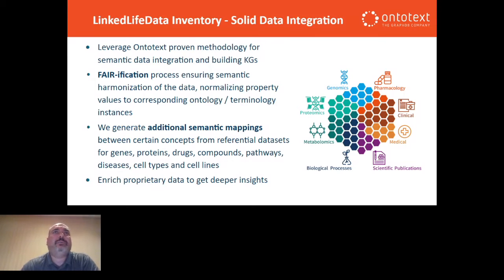Of course, there's also the possibility to enrich the proprietary data that you have with the reference terminologies and ontologies from the Linked Life Data inventory.